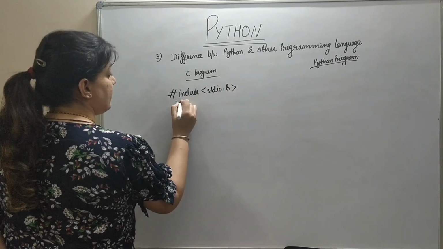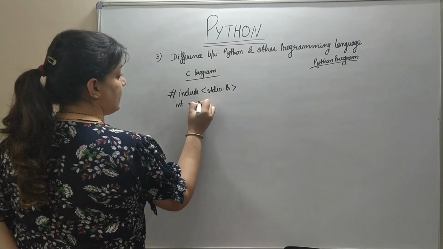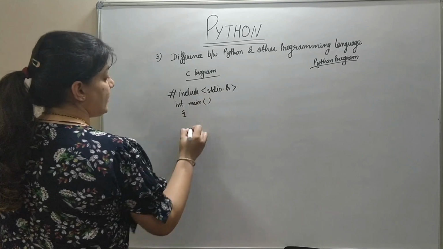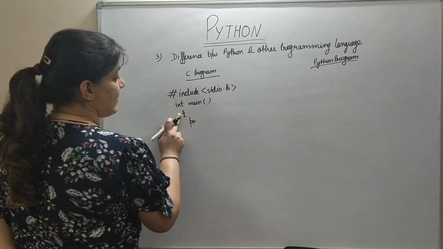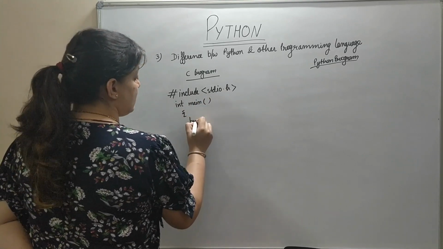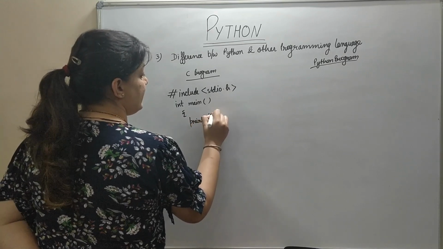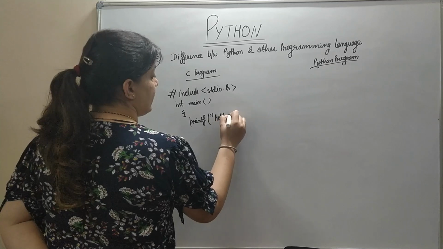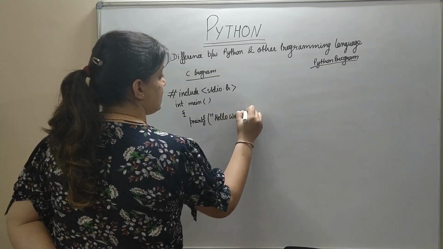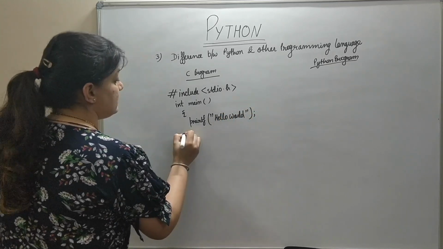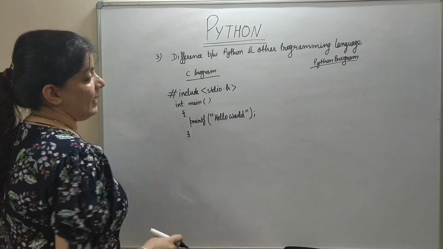Then the main function. Then I need to use this open bracket, curly braces, and then I need to use this printf function to print hello world, and close with this bracket.